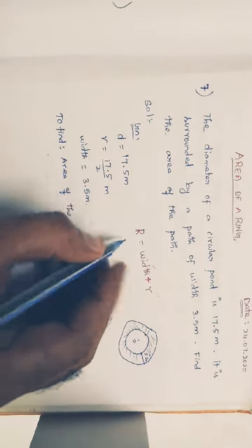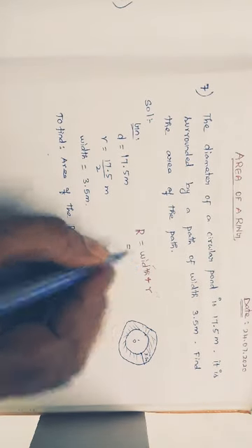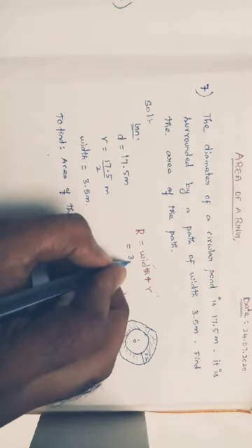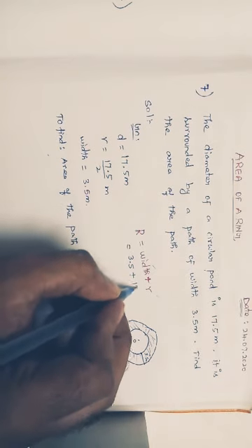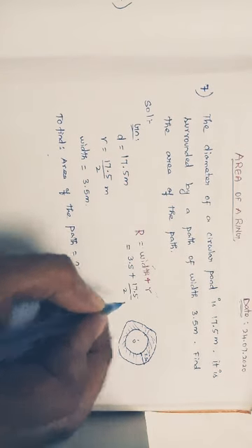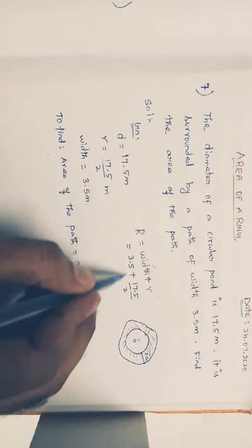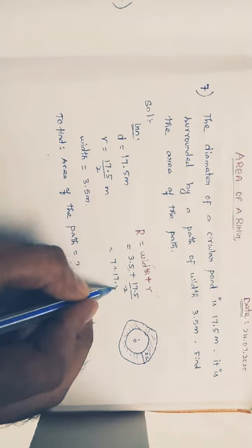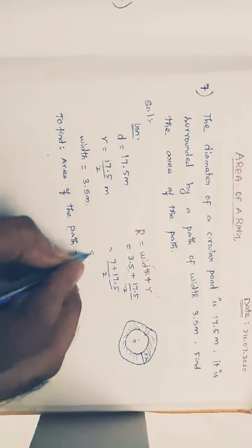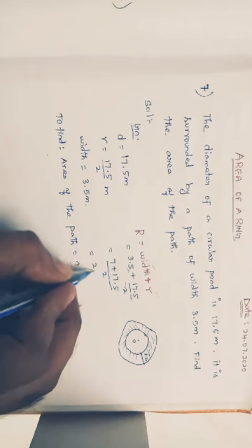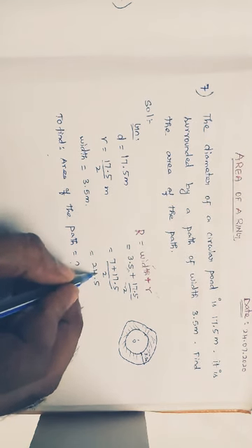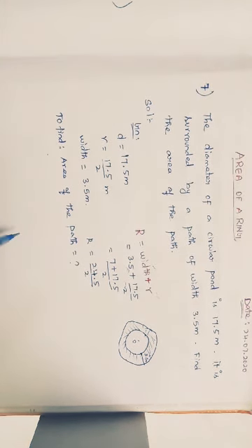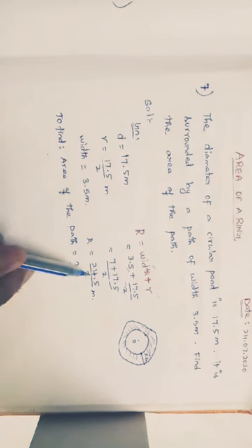So now I'm going to find the capital R. Capital R is equal to width, 3.5 meter, plus r, 17.5 by 2. So 3.5 plus 17.5 divided by 2. While simplifying, just cross multiply. 2 into 3.5 is 7. So 7 plus 17.5, whole divided by 2, is equal to 24.5 divided by 2. Capital R is equal to 24.5 by 2 meter.